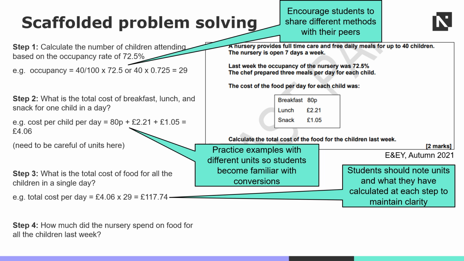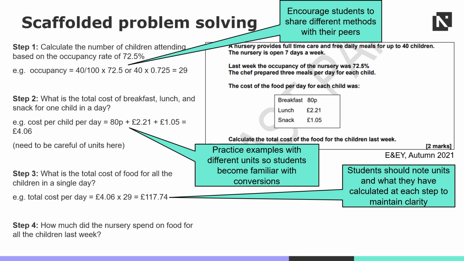Then once they work out the total cost per day, they get an answer of £117.74. Now here I've made sure to put the pound sign in front of that and write down that it's what I've calculated there: the total cost per day. You don't necessarily have to do that at this point, but if your students do come back to this question later on in the exam to check over their answers, it'll mean a lot more to them rather than just putting in the number 117.74.